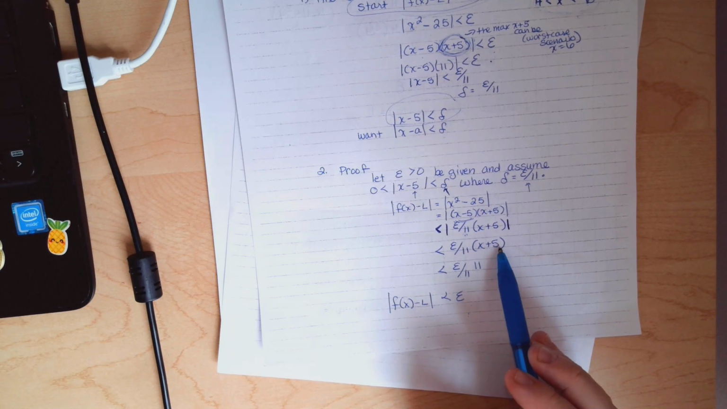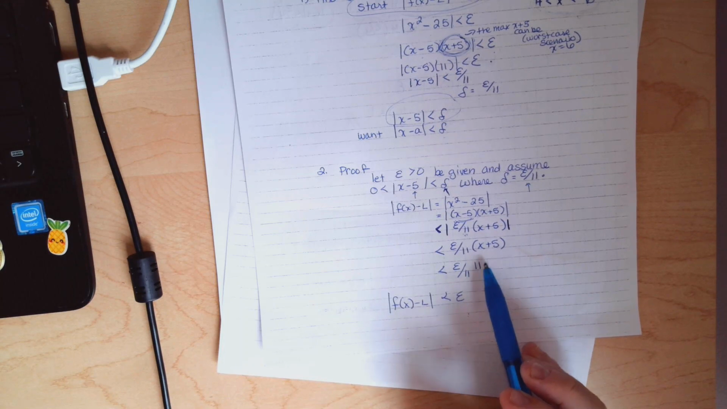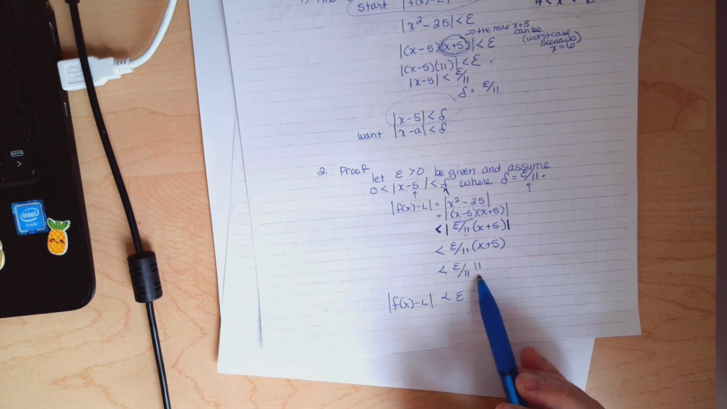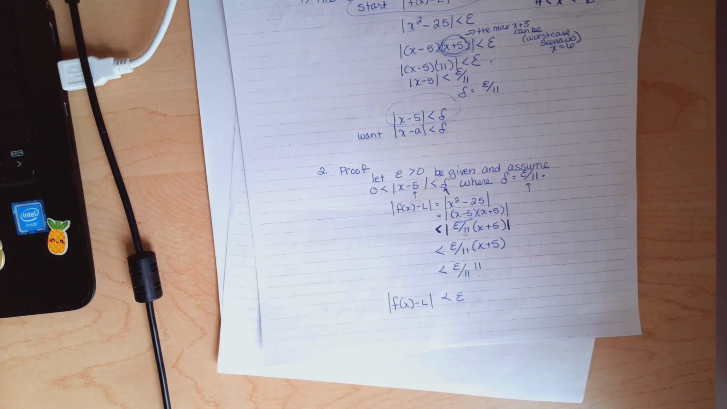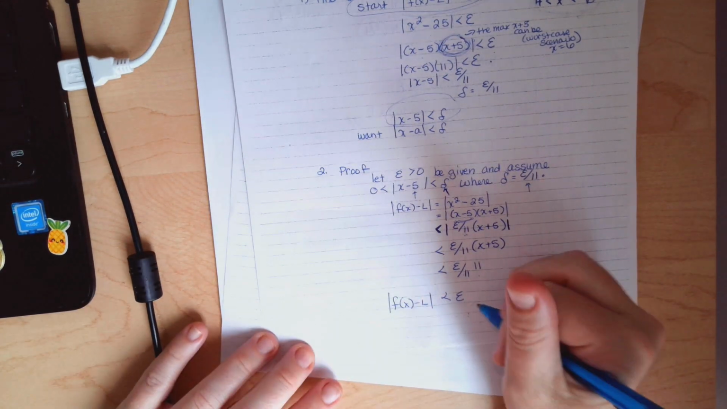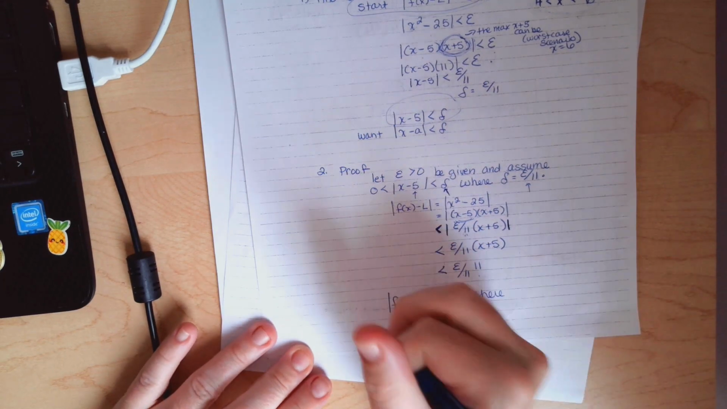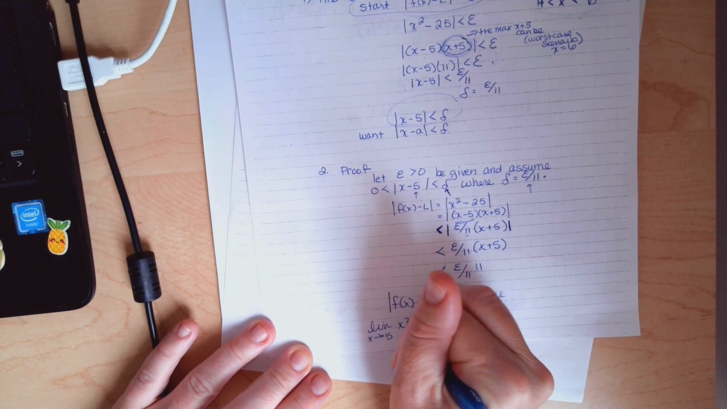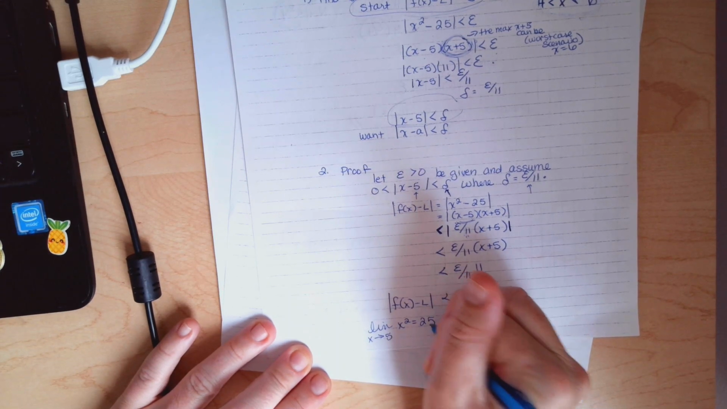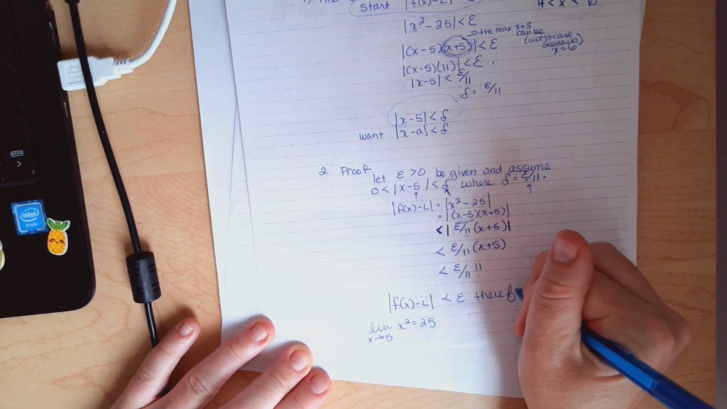Worst case scenario for x plus 5 is 11. And so I plug that in, and I get f of x minus L is less than epsilon. Therefore, the limit as x goes to 5 of x squared equals 25.